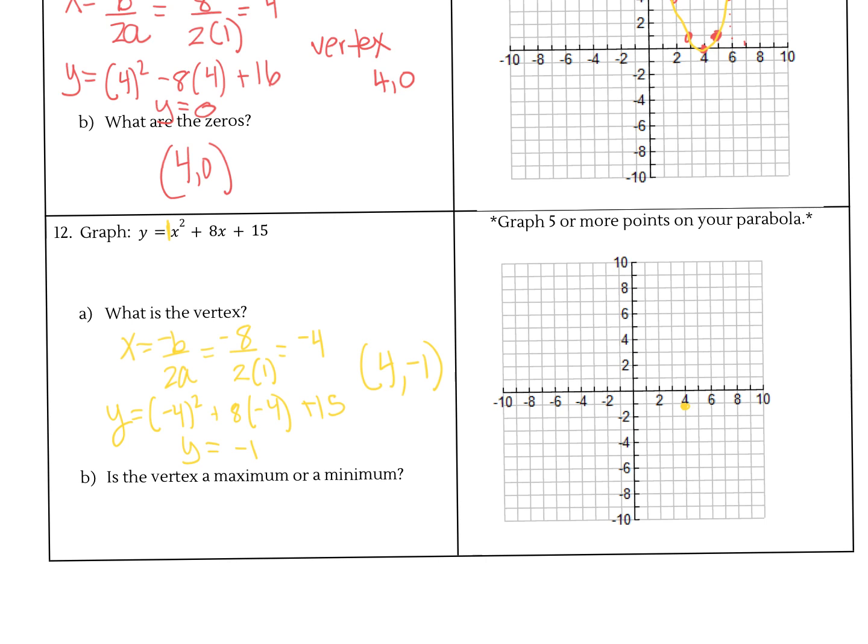Since this a value is a +1, I know that it's opened up, and therefore my vertex will be here. And therefore that means that since it's at the bottom there, that will be a minimum value. All right. I'm going to erase this point because I think I wrote it incorrectly. This is a -4, so our vertex should be at -4, -1.